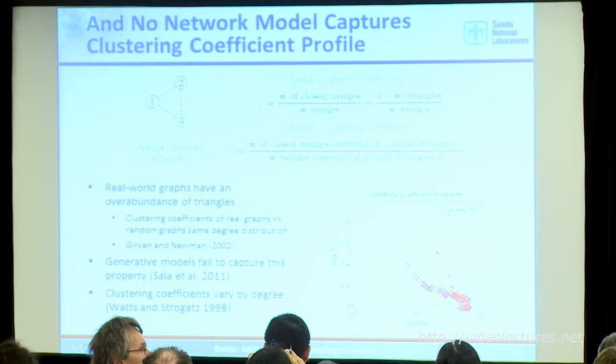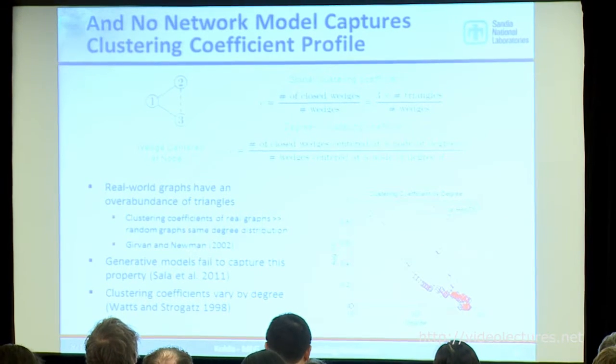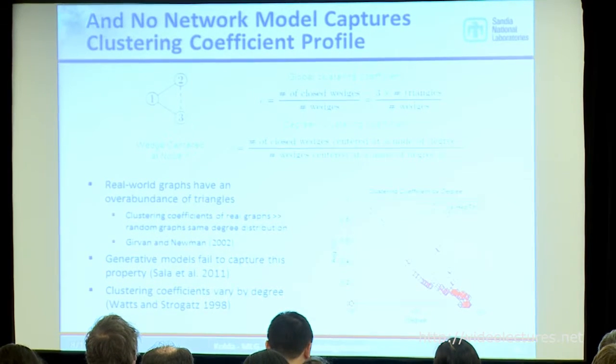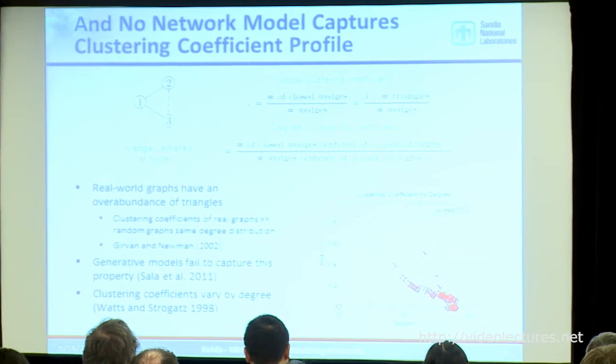And so the first basic quantity is something called the global clustering coefficient, which is the number of closed wedges divided by the number of wedges. So a wedge is a two-path, and it's closed if that third edge exists. We have an example on the left. And so that's just 3 times the number of triangles over the total number of wedges or two-paths in the graph. So it gives you some sense of how dense the triangles are in your graph.